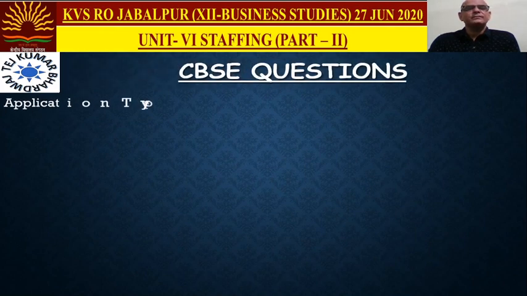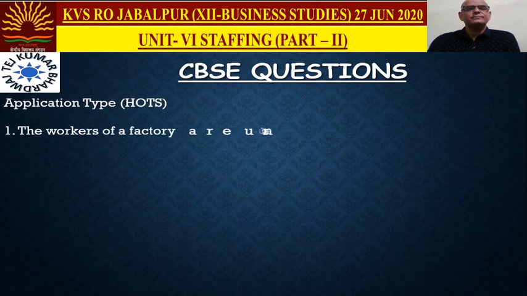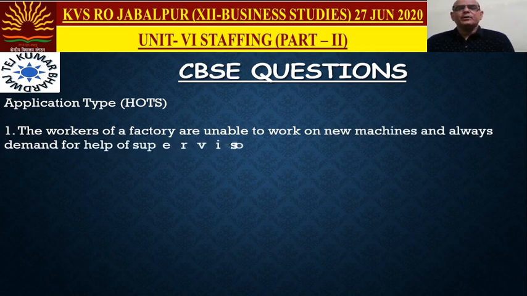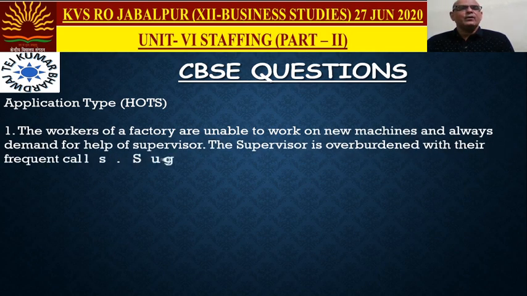Some hot question, case studies based question. The workers of a factory are unable to work on the new machines launched and always they are demanding the help of a supervisor. The supervisor is therefore overburdened with their frequent calls. Suggest the remedy. What can be done? Dear students, try to give the answer. Yes, we can give the training to our workers so that they are able to perform or work on the new machines in an efficient manner. Then they will not be calling the supervisor frequently. Only when some exceptional problems are there, they will call their supervisor. Otherwise, they will be able to handle the complications by themselves.